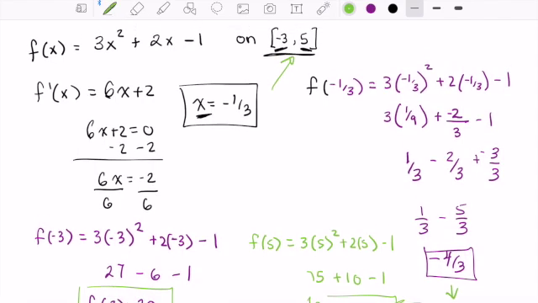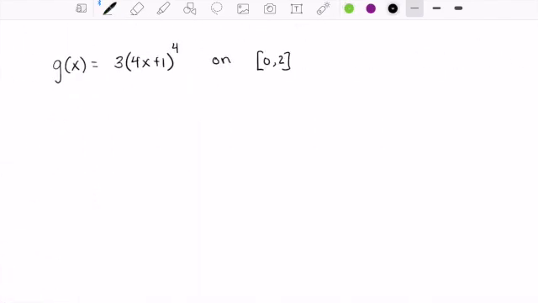All right, so let's try one more here. So here we have g of x equals 3 times 4x plus 1 to the 4th power on the interval 0 to 2. So the first thing that I'm going to do is take the derivative of g. We're going to get 12 times 4x plus 1 to the 3rd power times 4. Clean it up a little bit. We get 48 times 4x plus 1 to the 3rd power.